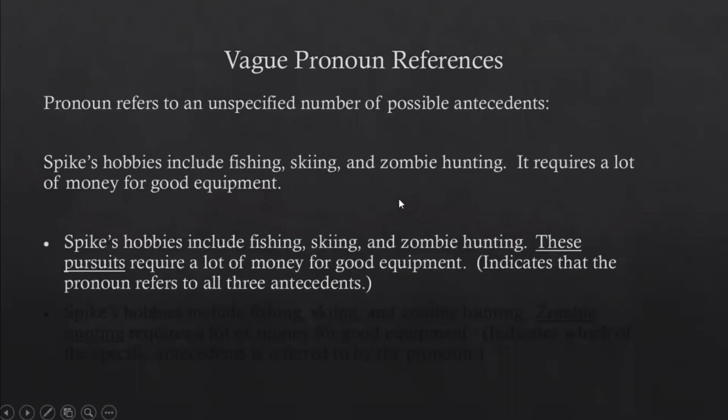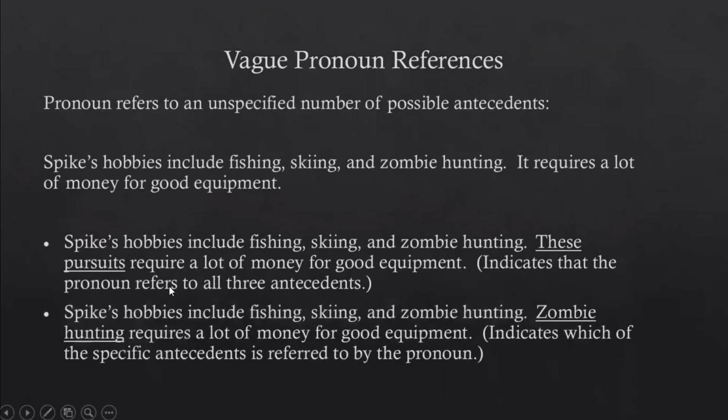So here's what we do. Spike's hobbies include fishing, skiing, and zombie hunting. These pursuits require a lot of money for good equipment. This indicates that the pronoun refers to all three of the antecedents. So you just have to be more specific. Second example: Spike's hobbies include fishing, skiing, and zombie hunting. Zombie hunting requires a lot of money for good equipment. This indicates which of the specific antecedents is being referred to. In this case, it's the zombie hunting.